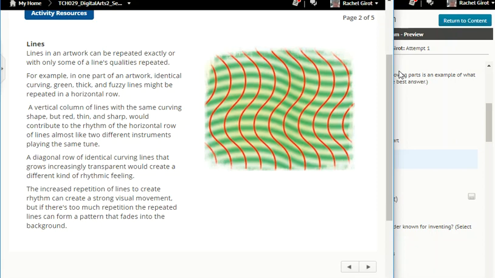A diagonal row of identical curving lines that grows increasingly transparent would create a different kind of rhythmic feeling. The increased repetition of lines to create rhythm can create a strong visual movement, but if there's too much repetition, the repeated lines can form a pattern that fades into the background.